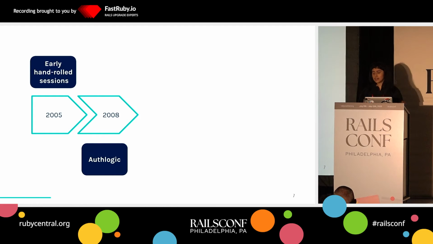So in 2008, Authlogic came to solve this problem. It was a clean gem that you could just drop in, similar to what Devise does. It didn't require complicated engines or magic. You would just add a model, include a module, and go. It offered reasonable flexibility but left a lot up to you.